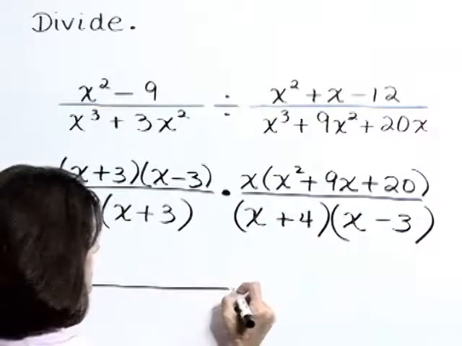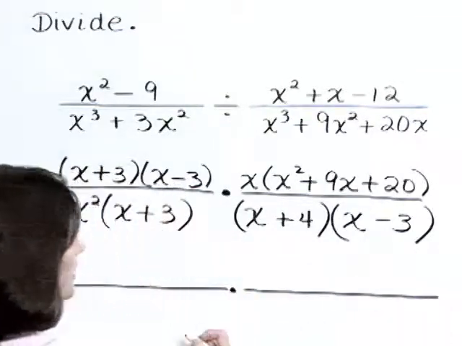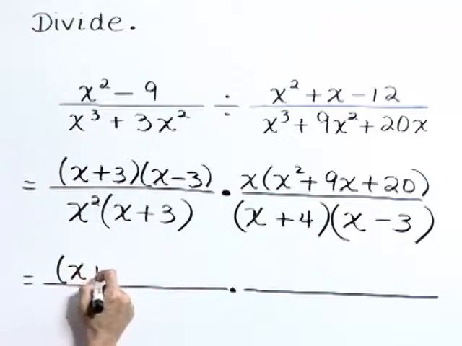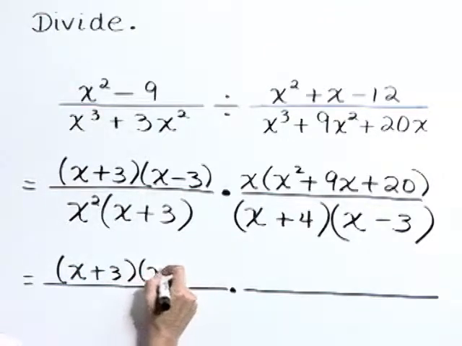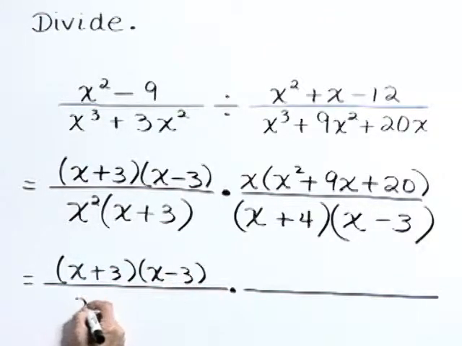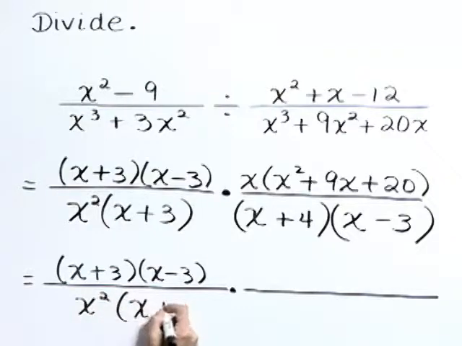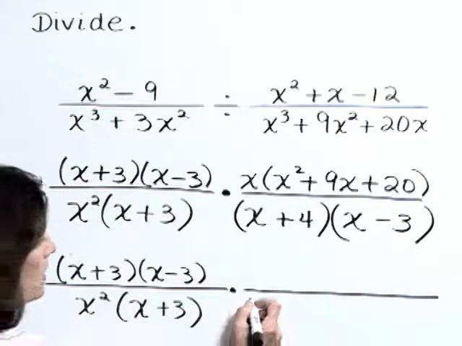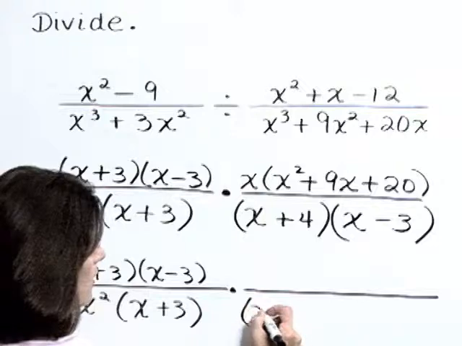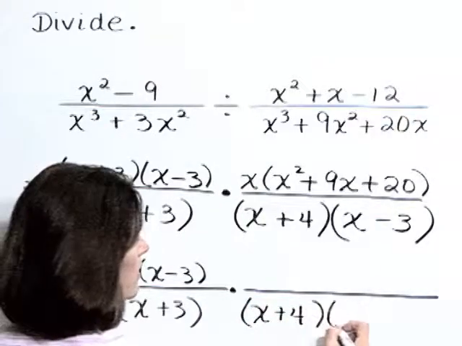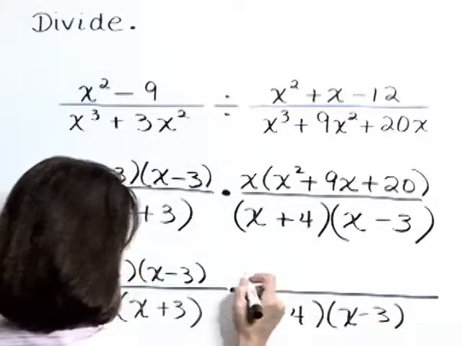So let's do that. I'm going to just rewrite everything else. Numerator x plus 3 times x minus 3. Below it we have x squared times the quantity x plus 3. In our second denominator we've got an x plus 4 times x minus 3.